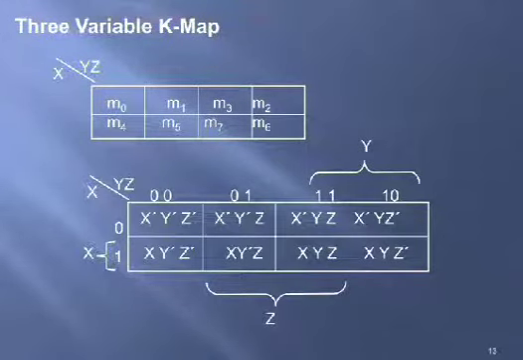So you can also observe the corresponding minterms. For 0 0 0 the corresponding minterm will be x bar y bar z bar, for 0 0 1 x bar y bar z, for 0 1 1 x bar y z, for 0 1 0 x bar y z bar, for 1 0 0 x y bar z bar, for 1 0 1 x y bar z, for 1 1 1 x y z, and for 1 1 0 x y z bar. So these are the corresponding minterms for three variables. Total 8 minterms are there, m0 to m7.